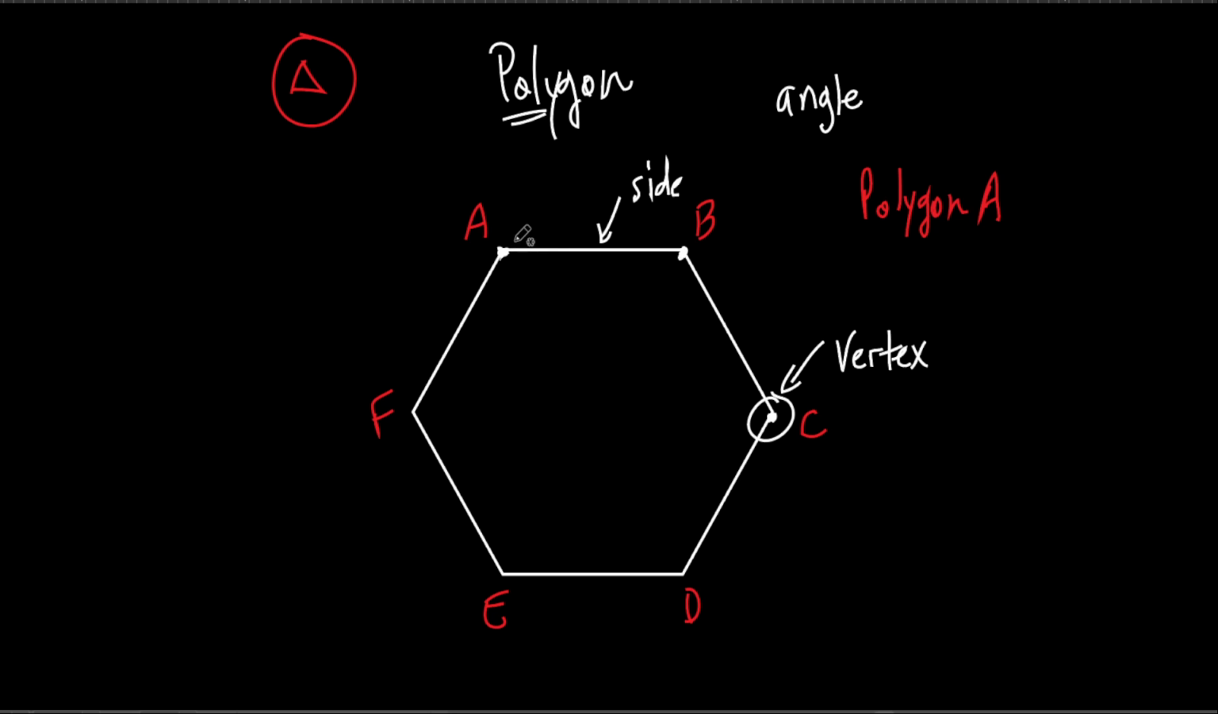So here's what we do. To name this polygon, we start at any letter. It doesn't matter. You could have started at E. You could have started at C.